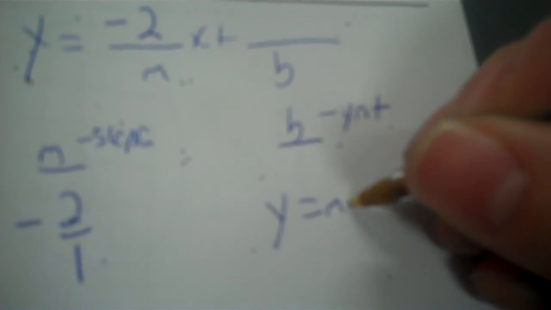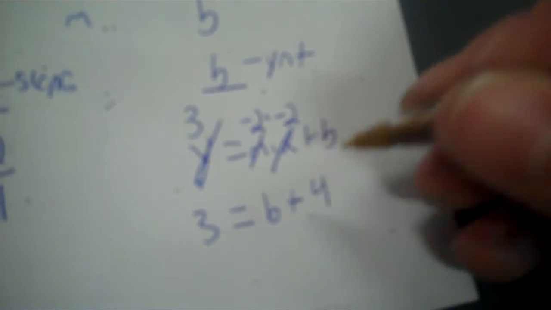So y equals m times x plus b. So m is negative 2, then y is 3, and then x is negative 2. So b plus negative 2 times negative 2 is 4. And you subtract 4. 3 minus 4 is negative 1. Negative 1 equals b.